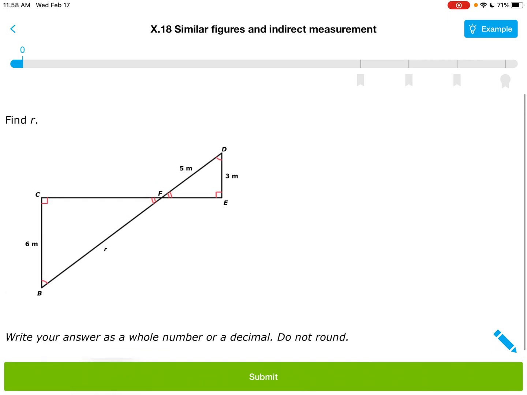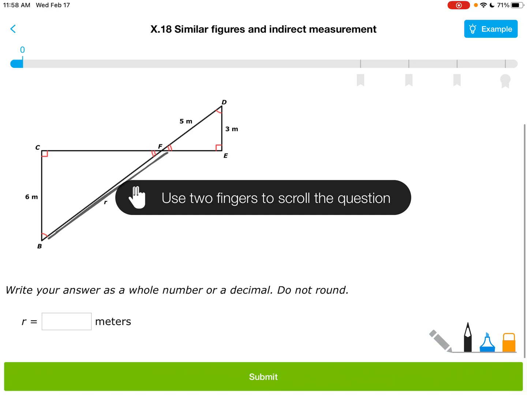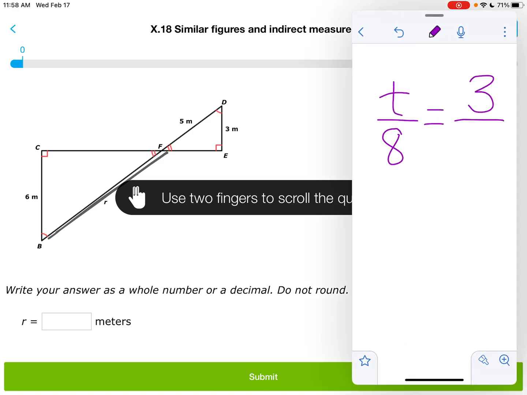So if you notice, we need to find R, which is this line right here. Okay, that's R, that's the line we're trying to figure out. So we need to write our answer as a whole number or as a decimal, but we don't want to round our answer. So let's go ahead and get started.